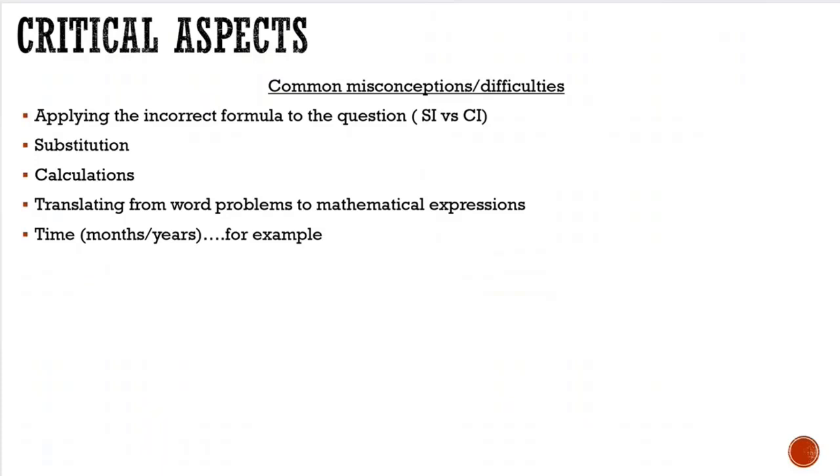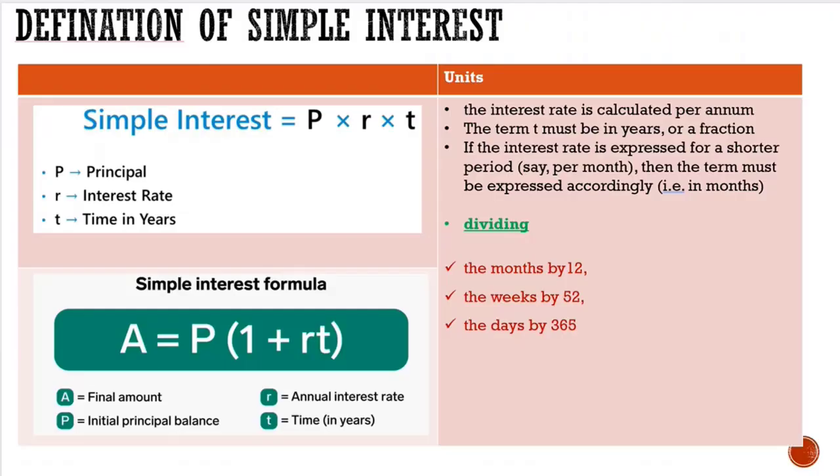And also, what is very, very critical is translating from word problems into mathematical expressions. That is where most people find it difficult to read the English context and put it into mathematical terms. And also, there's an issue of time, when the time is compounding, and when the time is less than a year. What is it that we do? Those are the little things that you might think don't matter, but they do matter. Okay, so let us start with simple interest.